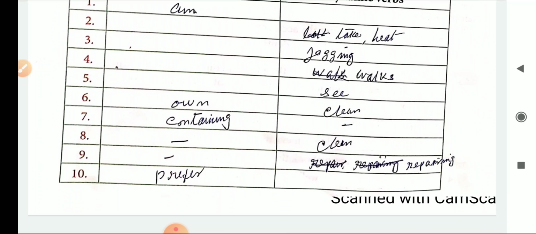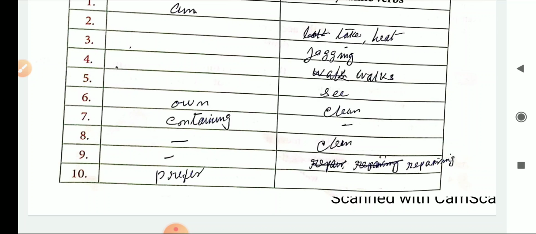To summarize the present continuous tense: the verb form of present continuous tense is am or is or are plus the ing form of the verb. When the subject is I, we use am. When the subject is singular, we use is. When the subject is plural, we use are, plus the ing form of the verb. I am reading a book. She is running fast. They are cleaning the classrooms.